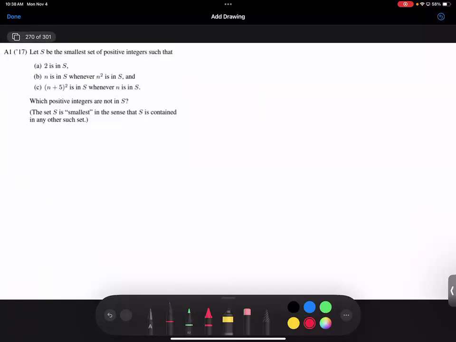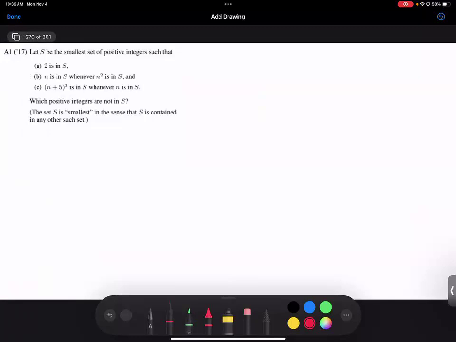So this is, I think, problem A1 from 2017. Let S be the smallest set of positive integers such that the following three conditions hold. 2 is in S. The number n is in S whenever n squared is in S. That's not the kind of condition you want.